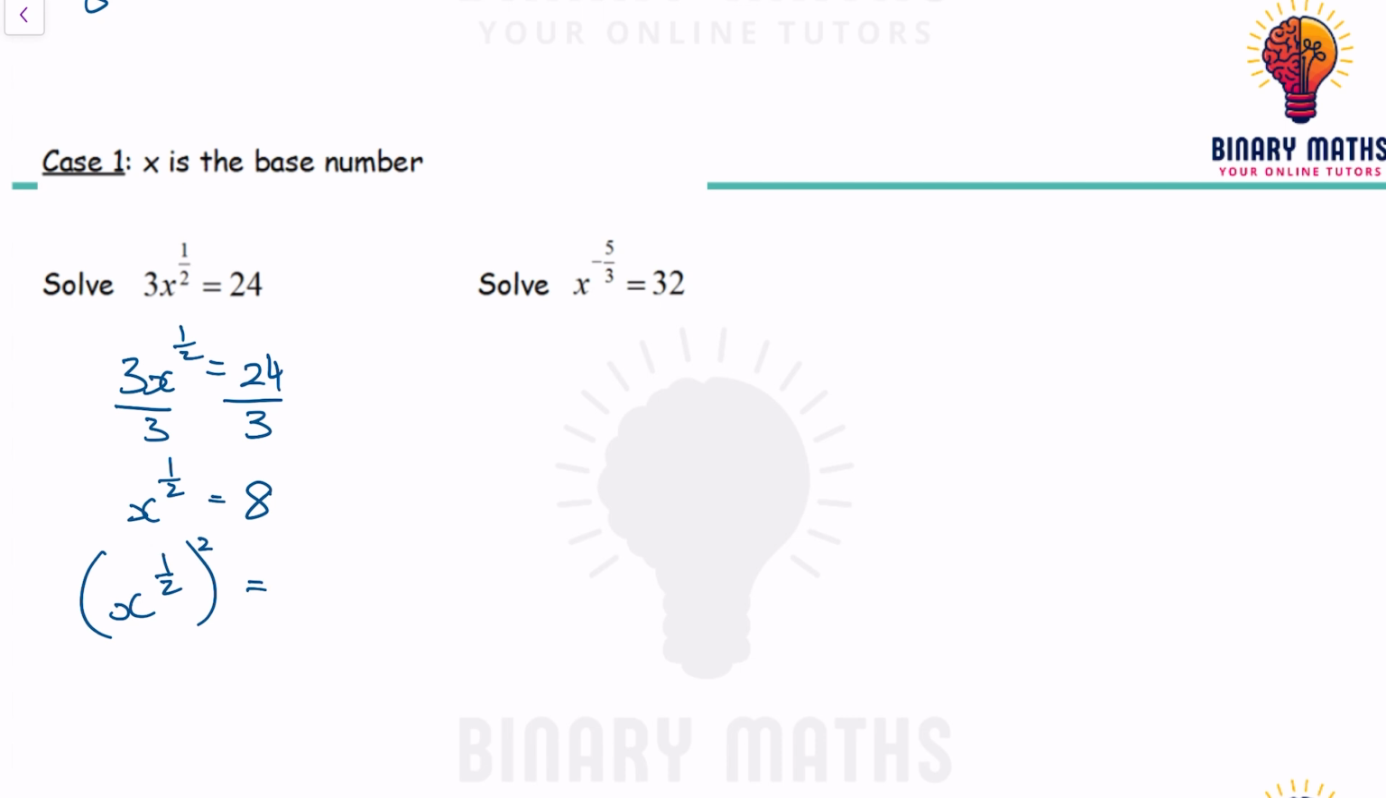Now if we do that on the left hand side, we need to do the same thing on the right hand side. So we've got 8 squared on the right hand side. So these two cancel out, so all we're left with is x on this side. 8 squared is 64, so that would be the final answer.